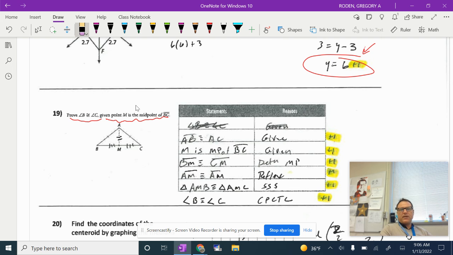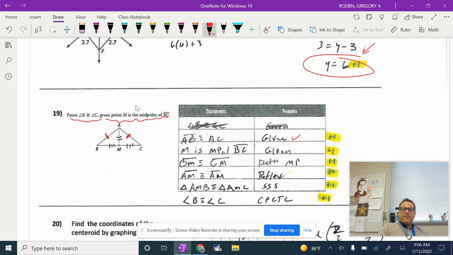All right, so the first thing we did is I just said AB is equal to AC. And that is just a given because it's marked right here in the picture. That's a given. I gave you a point for that. M is the midpoint of BC.